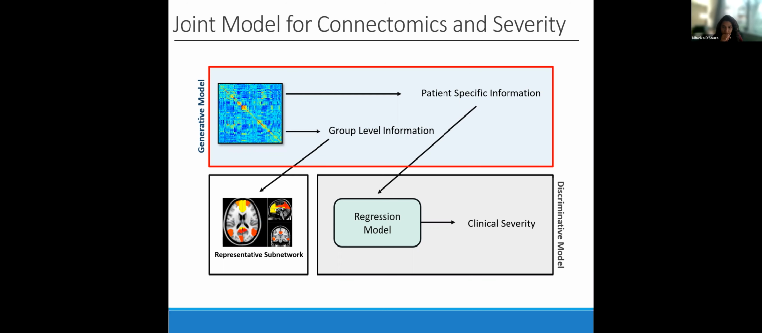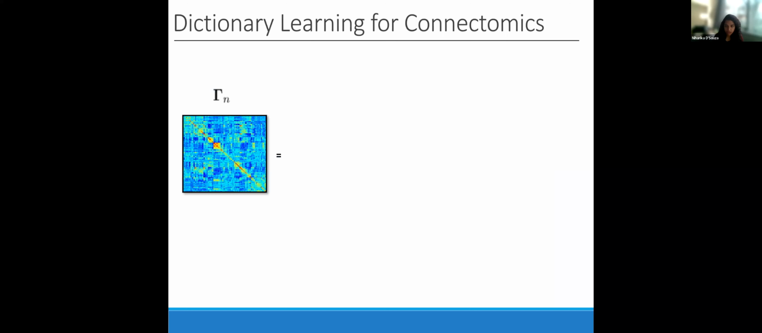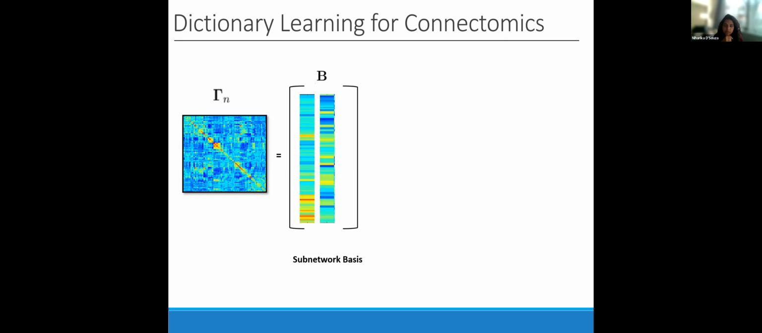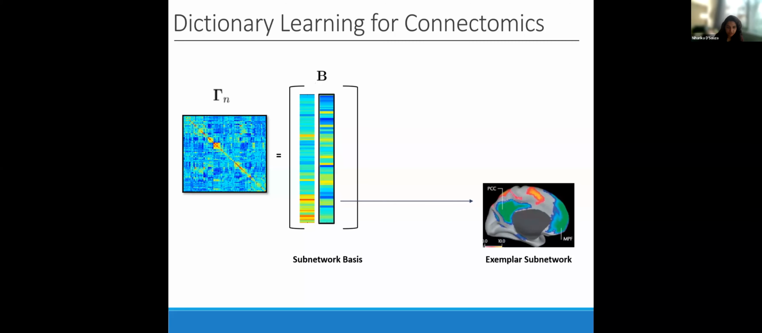So now that we have a high-level picture, let's first look at the blue box representation in more detail. We begin with the correlation matrix for each patient, which is given by gamma n. The group level term here is a basis matrix B. The columns capture coactivation patterns in the brain that are common to all the patients. And this can be seen from the exemplar subnetwork here, as you can see in the columns of this matrix. Although the subnetworks are the same for each patient, the way in which they combine to explain the patient-specific correlation matrix is individual-specific.